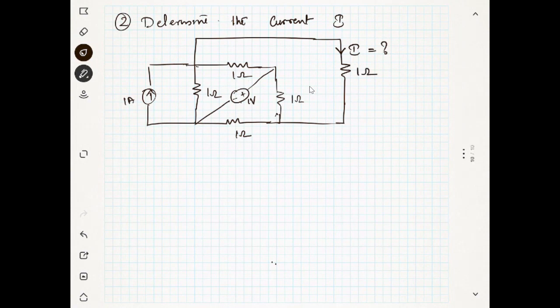Now, how to find this? We have to apply the superposition theorem, doctor. It is a bridge anyway. First of all, we have to apply the superposition theorem, as indicated.